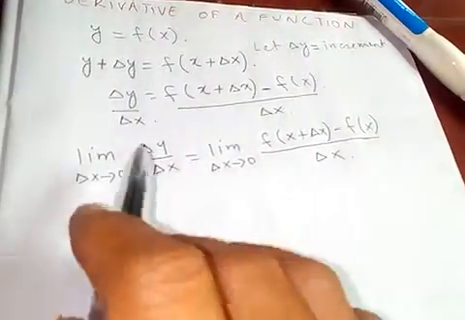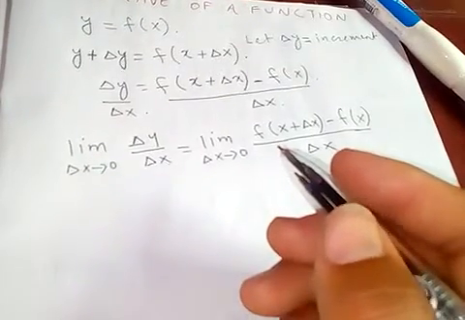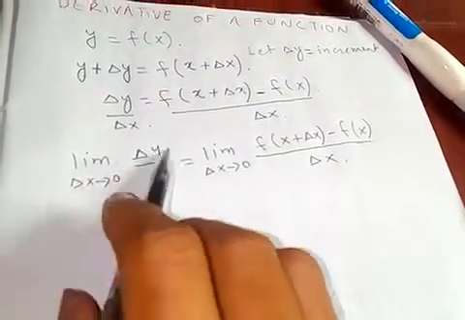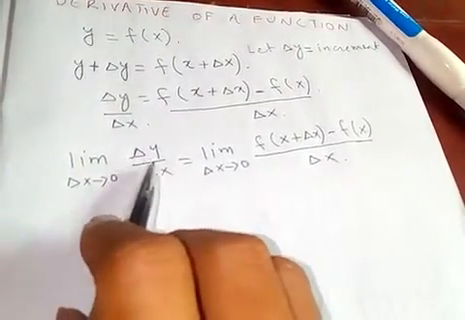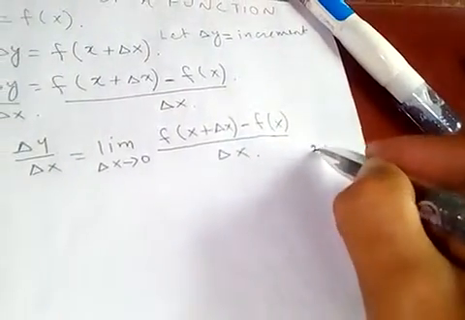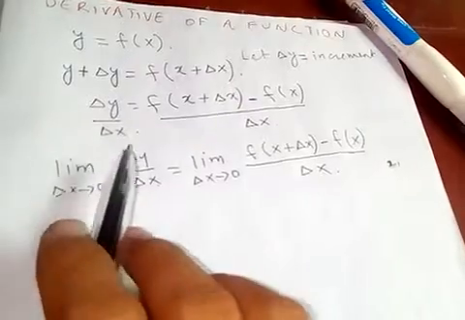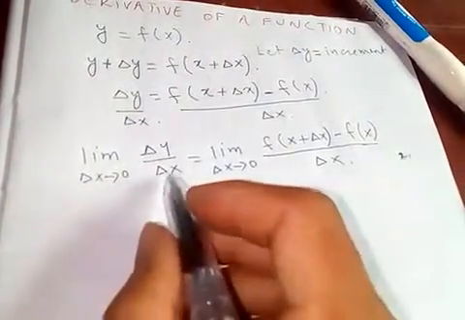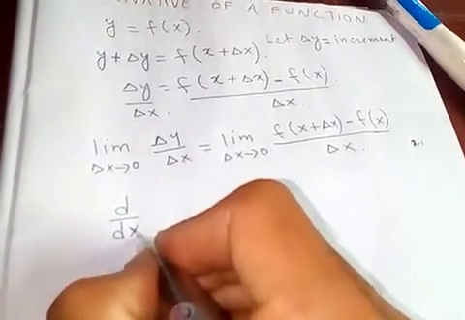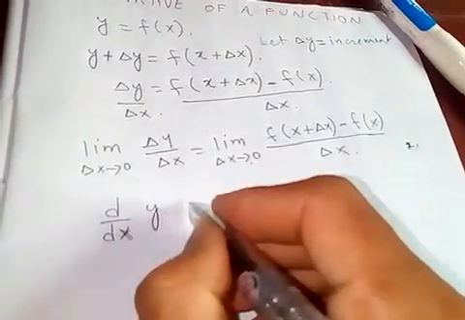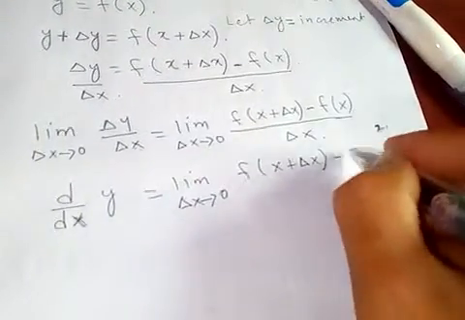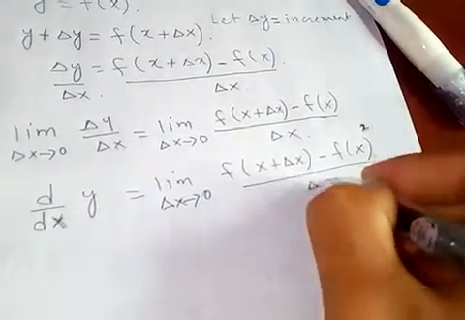This we call the derivative. If this limit of delta y by delta x as delta x tends to 0 exists and is finite, for example like 2, then we denote it by the derivative with respect to x. We write d by dx of y equals the limit as delta x tends to 0 of f of x plus delta x minus f of x over delta x.